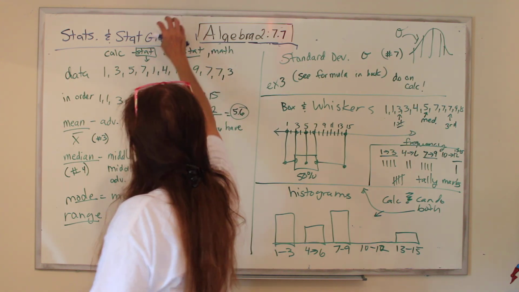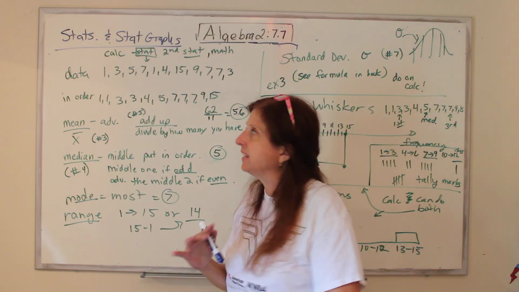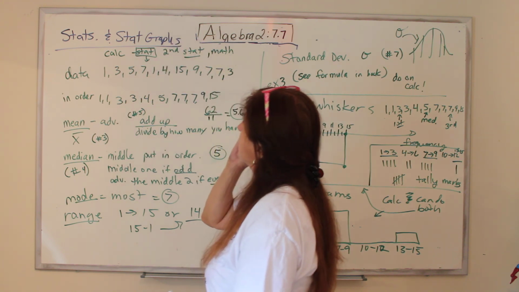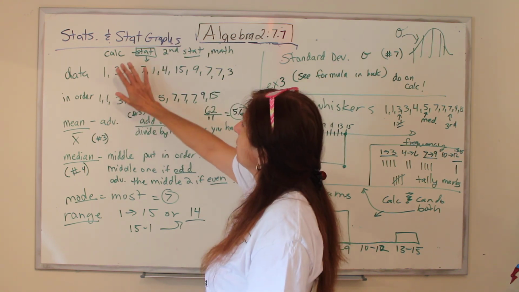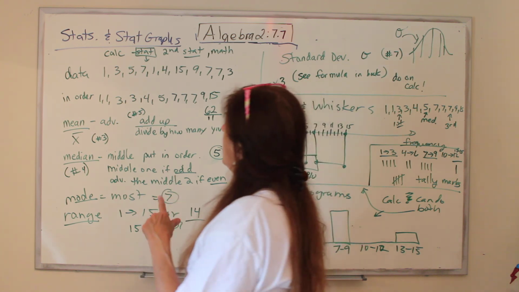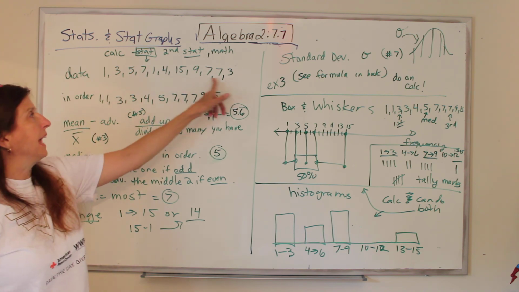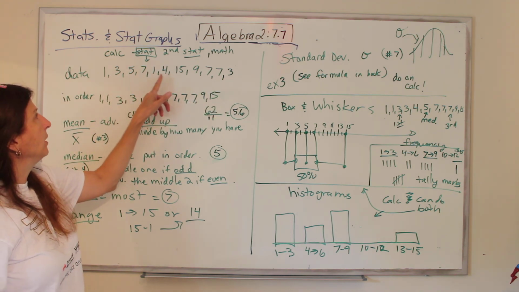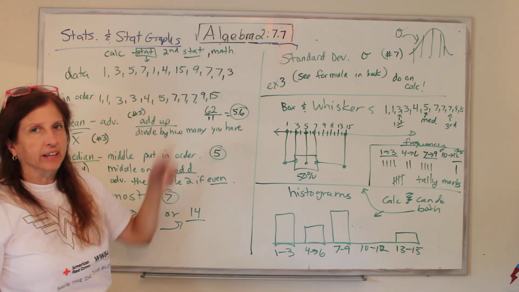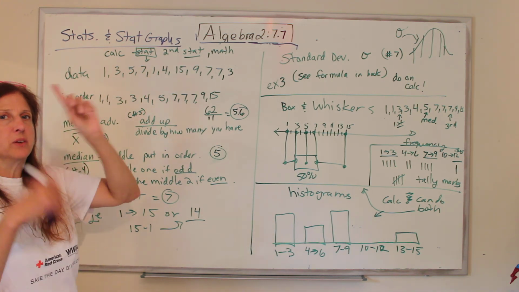All right. So you probably learned this in pre-algebra and algebra 1, but if not, today's a good day. Statistics and statistical graphs. Okay, so we are going to do most of this on our calculator. It's 2020, baby. But just in case you don't know how, okay, so if we have some data, 1, 3, 5, 7, 11, 4, 1, 5, 9, 7, 7, 3. Okay, I'm going to tell you the old-fashioned way to do it than the new way.